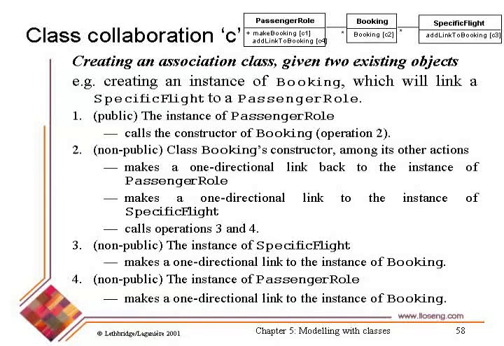Okay? The make booking method, what does it do? It calls the constructor of booking. That's all it does. That's interesting. The booking constructor then is not public, but takes over most of the rest of the work. So the booking makes a one-directional link back to passenger role, makes a one-directional link to the specific flight, and then calls the operations on either class, on either side, to make the pointers. So it calls the specific flight's method add link to booking, and it calls the passenger role's method add link to booking to make the pointers.